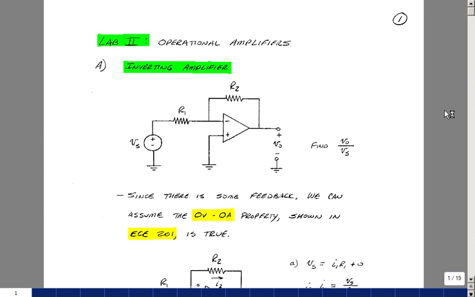Lab number 2 deals with operational amplifiers. As you may recall from ECE 201, 202, and 203, we talked about an ideal op-amp in various configurations. The inverting amplifier that we talked about previously is actually shown here on page 1.